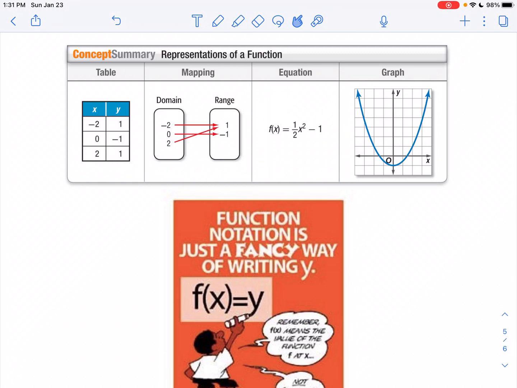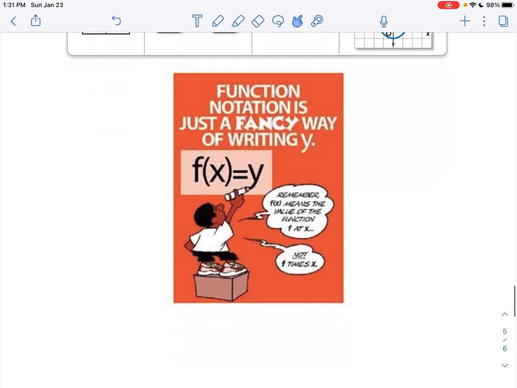So as a review, there are 4 ways of representing a function. We have a table, which would be your set of ordered pairs, a mapping, an equation, or a graph. Now, when something is a function, instead of writing y for my variable, a lot of times I'll write f of x. F means, hey, this is my function, and my independent variable is x. It's just a different name.